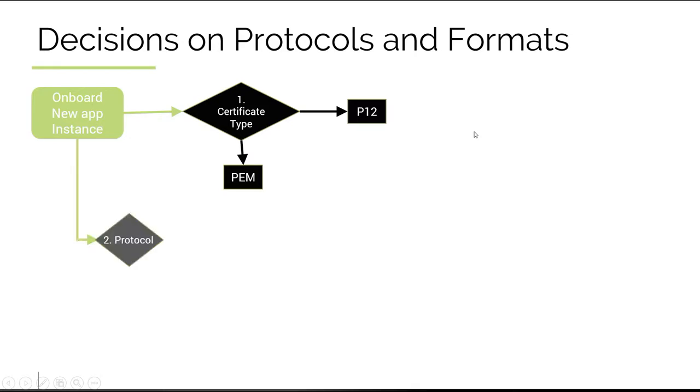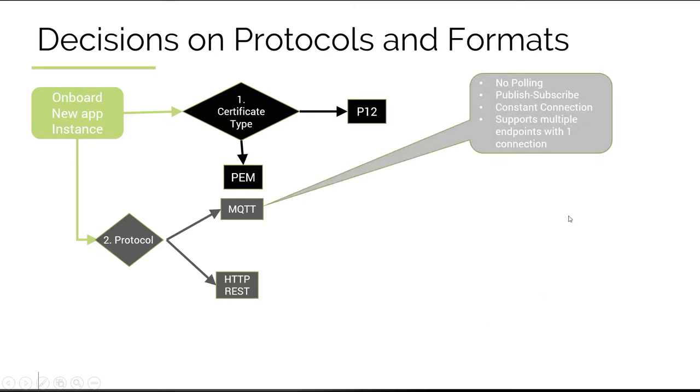Let's go a little bit further. You have to decide on a protocol. You can either communicate with the agrirouter using MQTT or you can use HTTP REST. The advantage of MQTT is that you don't have to poll. You can use the publish subscribe functionality of MQTT, you have a constant connection and you can communicate with multiple endpoints and only use one MQTT connection, so you don't need multiple MQTT clients.